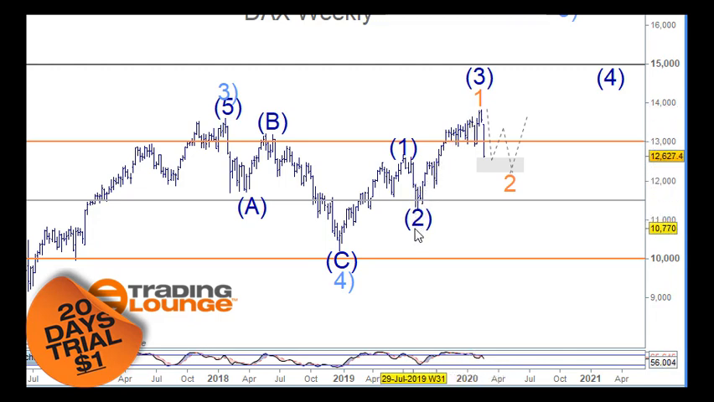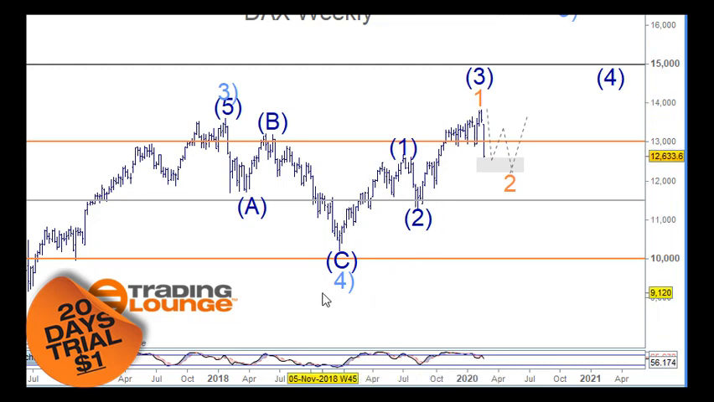Now this count could still be correct, except that we were looking at it being wave 3, but I was always concerned with it being wave 3 because, yes, it ended up being a bit longer than wave 1 here, but it was never a powerful third wave that should have taken us up to the 15,000. So we've ended up really here with 3 waves up.